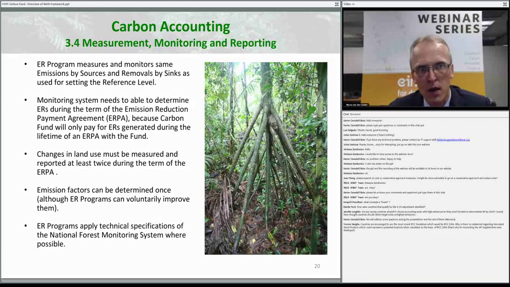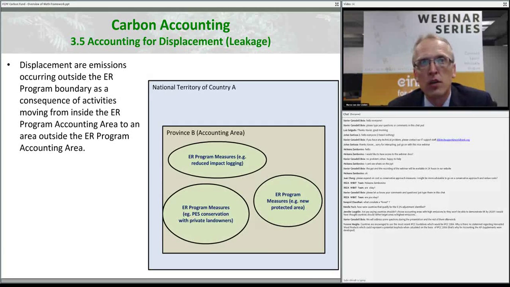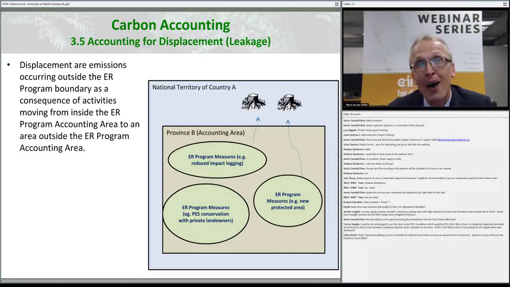Now, another component of the whole accounting is accounting for displacement. What is displacement? If you're implementing your program, as you've seen before, you have your accounting area, which is the gray area again, and you're doing certain measures. You might have a situation that because of the things that you do in your program, for example, you create a new protected area, the things that were driving deforestation and the agents that were creating deforestation might move to an area outside your accounting area, which means that emissions increase outside your accounting area, but still within the country, or maybe even in a neighboring country. So that's what we call displacement.